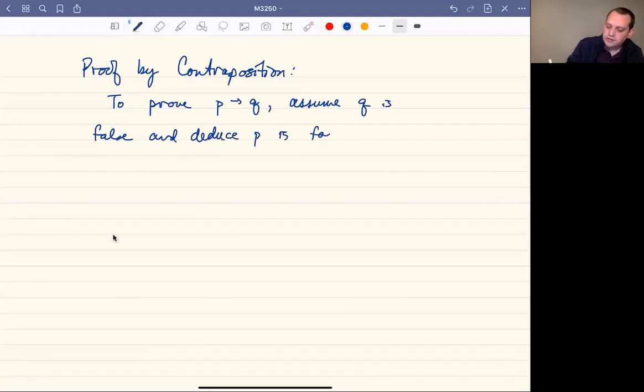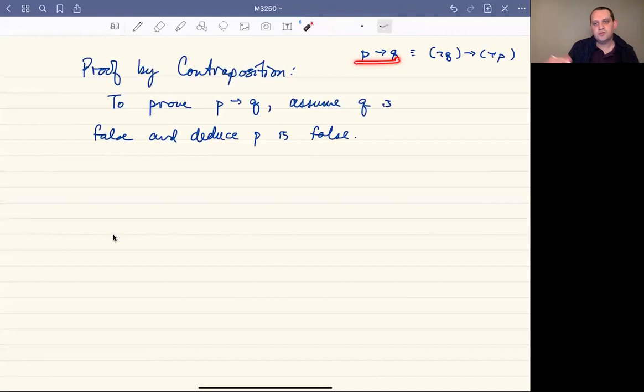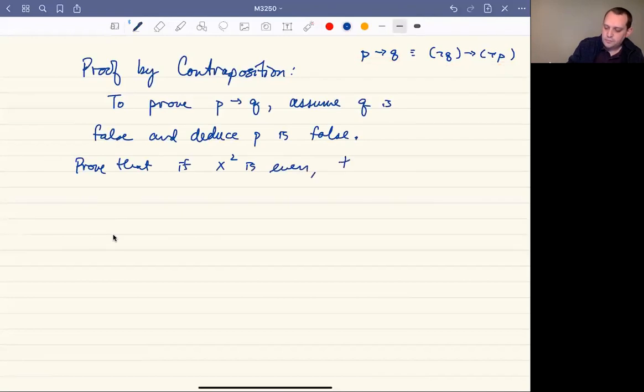And so what's going on here is that if you remember, the contrapositive of P implies Q is the statement not Q implies not P. So a proof by contraposition of P implies Q is really a direct proof of the contrapositive, not Q implies not P. So we're going to assume that Q is false and deduce that P is false. A good example here would be to prove that if x squared is even, then x is even.